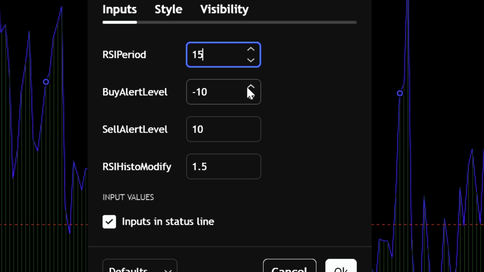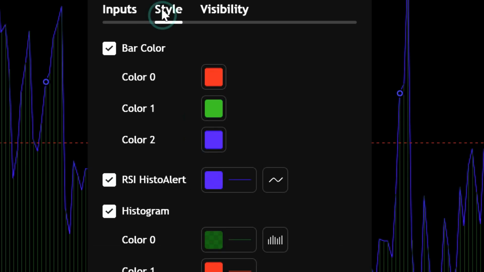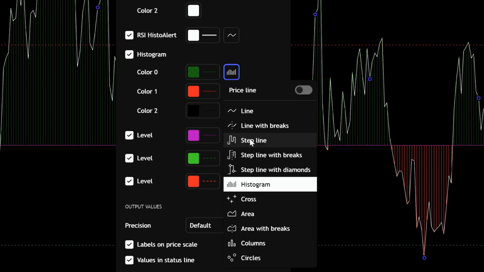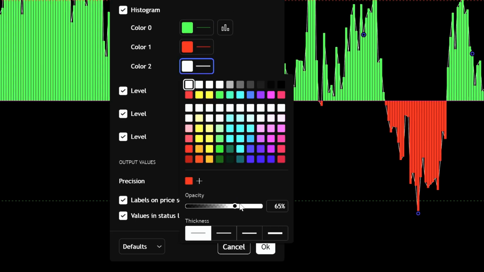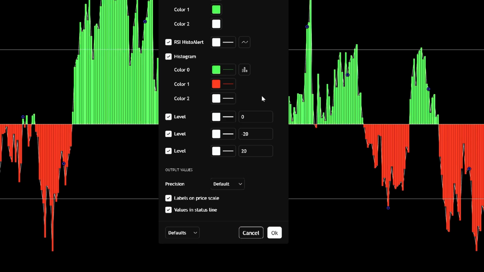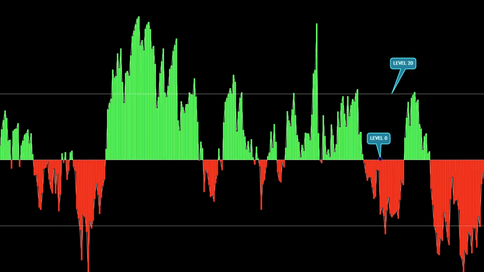Then set the buy alert level to -20 and the sell alert level to +20. These levels act as our filter, ensuring we only consider stronger momentum signals. Finally, leave the RSI histo modifier at 1.5. This simply makes the histogram bars a bit larger and easier to read visually. Now, our toolkit is complete. We have our adaptive trend filter and our momentum confirmation engine.